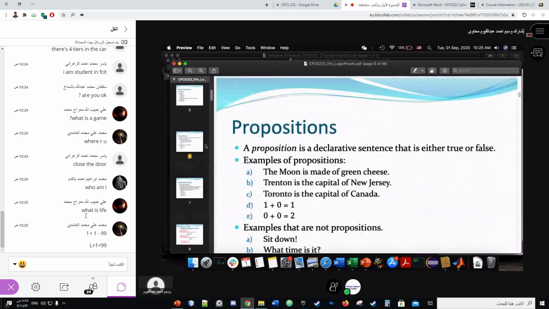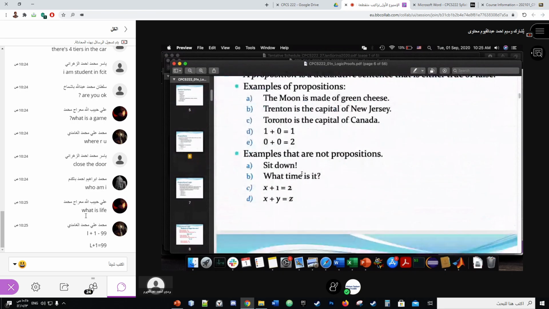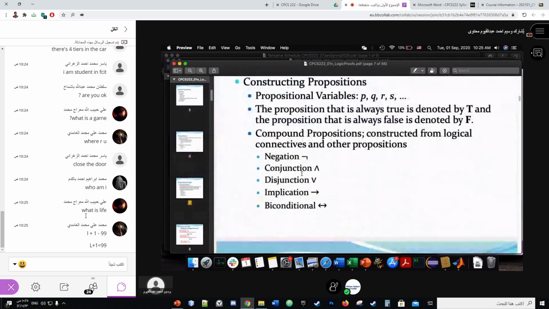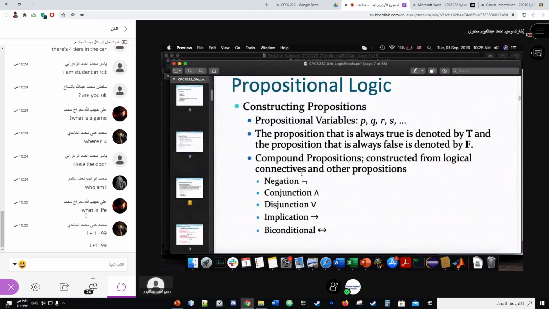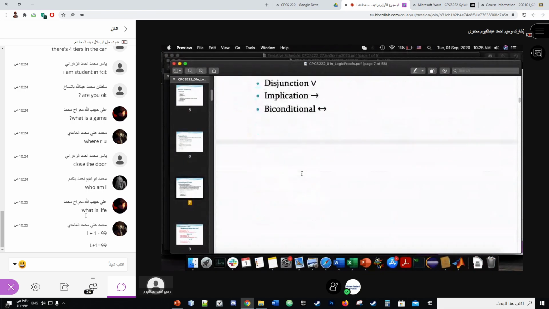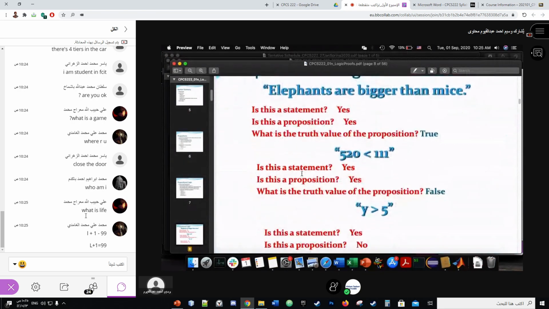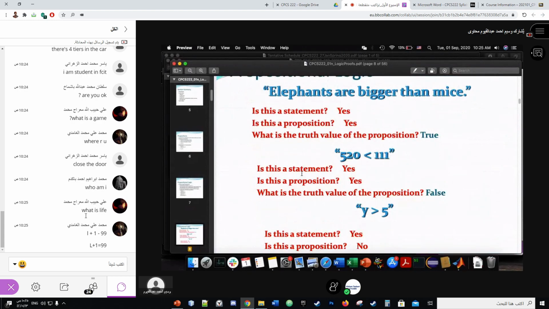I think I missed it. Okay, so all these are propositions. I'll skip this slide for now. We will come back to it later. Okay, so some examples. Elephants are bigger than mice.